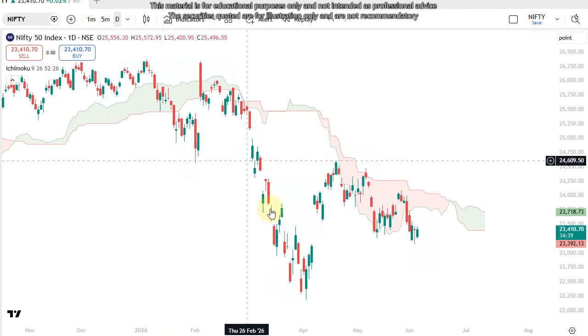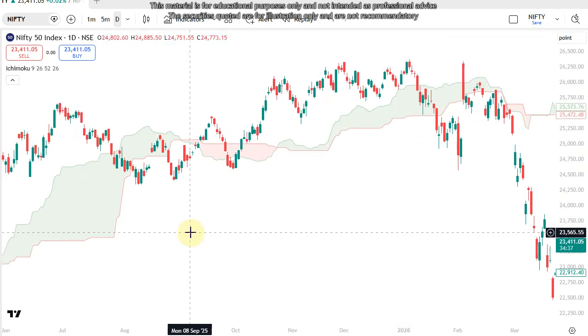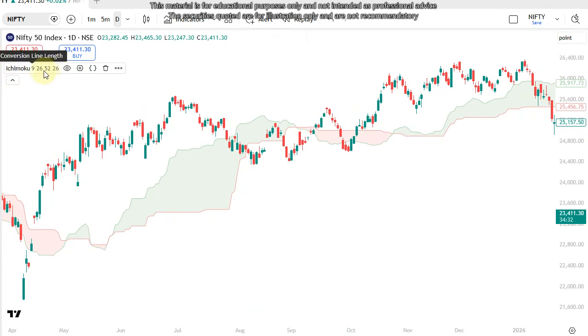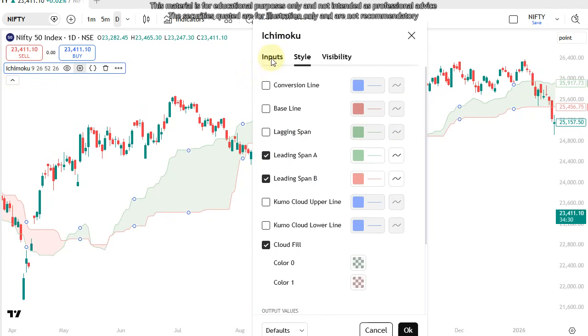Now here is a sell crossover. What we are going to do is, a simple setup change will give you clarity. Go to settings, go to inputs now.